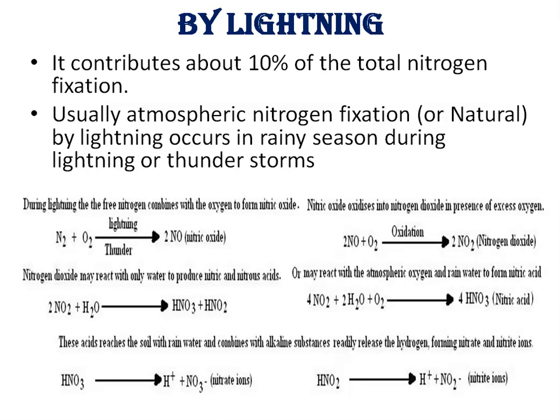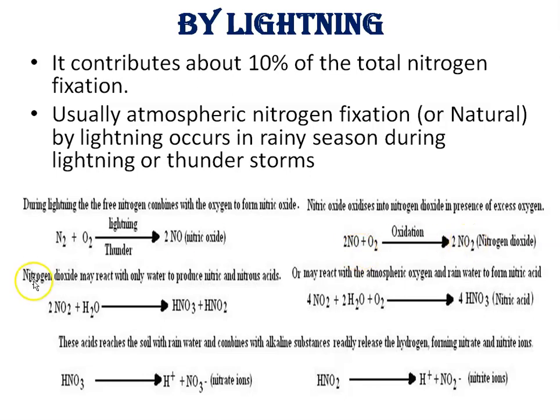Now, what happens during lightning? So just look at this first reaction. During lightning, free nitrogen combines with oxygen in the presence of lightning and thunder, and two molecules of nitric oxide are formed, right? This nitric oxide then reacts with oxygen, means oxidizes into two molecules of nitrogen dioxide.